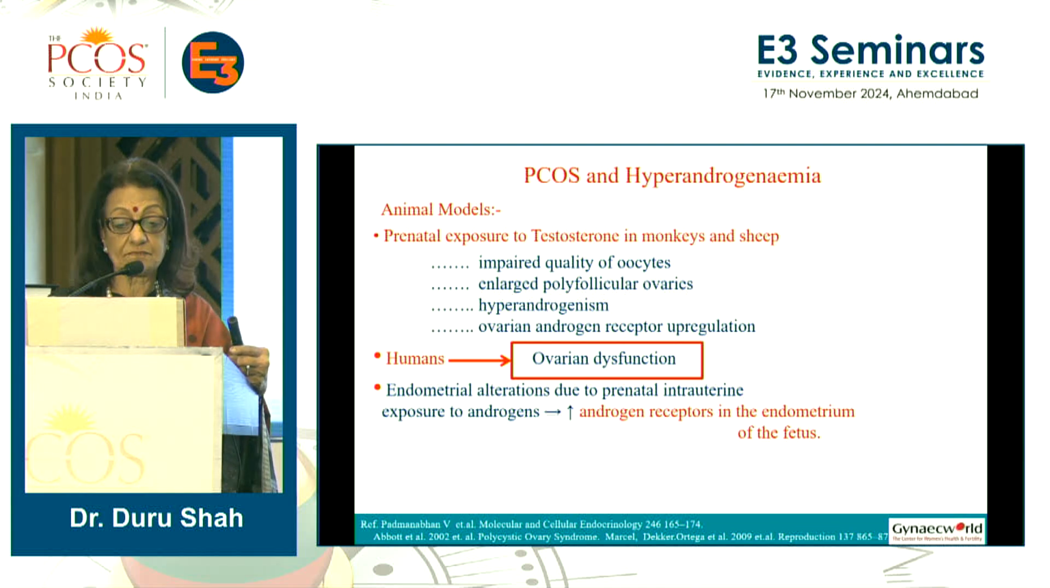testosterone in monkeys and sheep, there are impaired quality of oocytes, enlarged polyfollicular ovaries, hyperandrogenism, and ovarian androgen receptor upregulation. So the androgen receptors are increased in the ovaries of these animals when they've done these experiments. In human beings also it is found that there is a dysfunction because of these increased androgen receptors. Because there are more androgen receptors, the endometrial alterations in those babies are also increased. The receptors in their endometrium, if it's a female child, are also increased, and therefore when that child is born, she will also have a problem with the same situation which her mother has gone through.